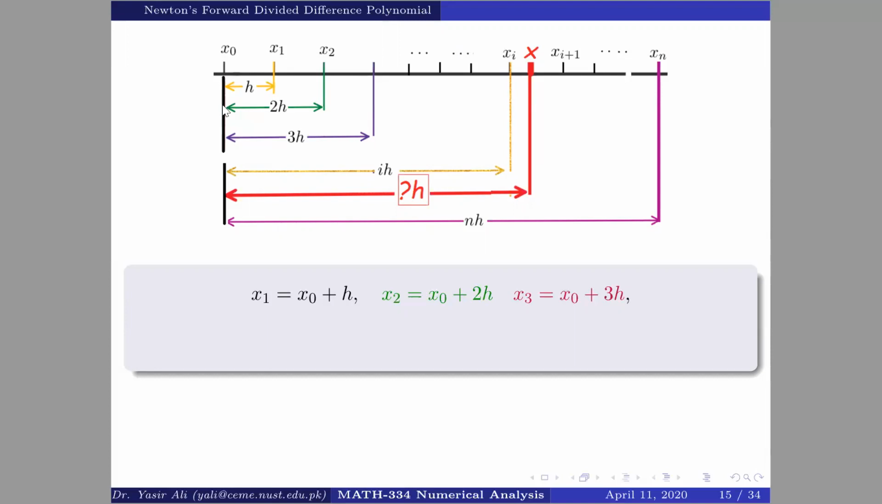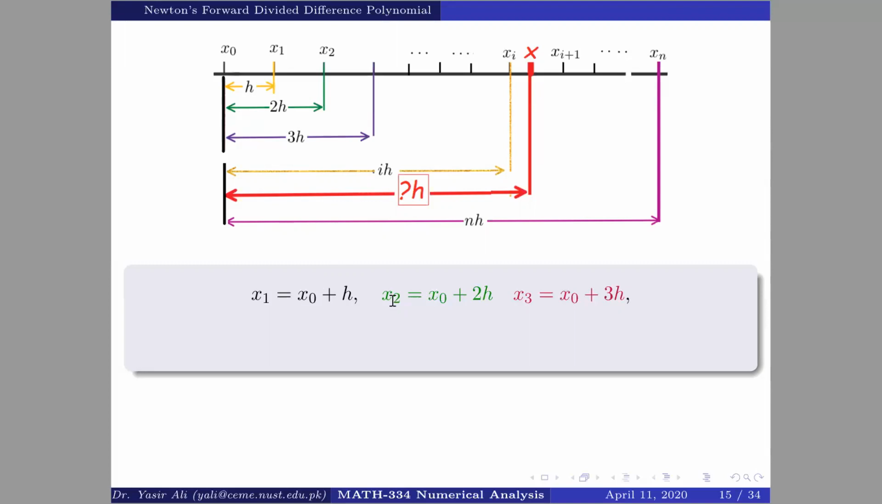So if I consider the distance between x naught, the initial point, and the second point, then it becomes x naught plus 2h. So if x naught is the initial point, x1 is the first point, then x1 will be at a distance of h, x2 will be at a distance of 2h, x3 will be at a distance of 3h from the initial point.